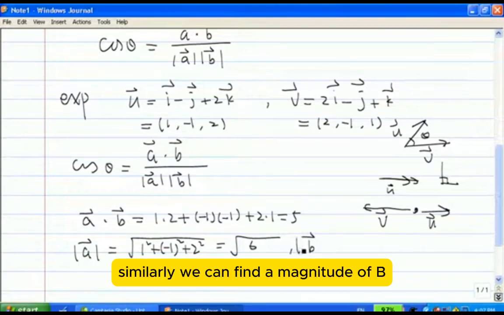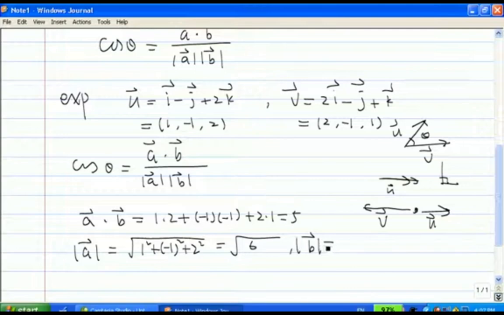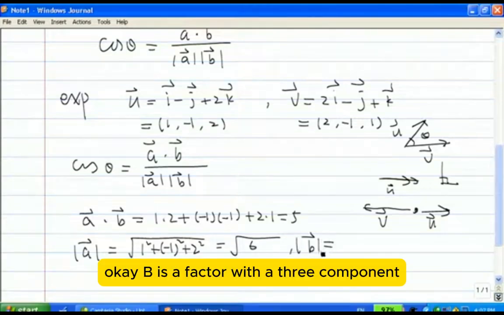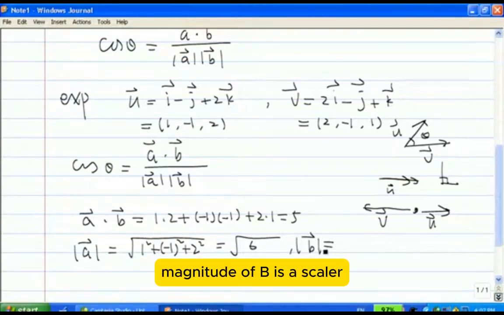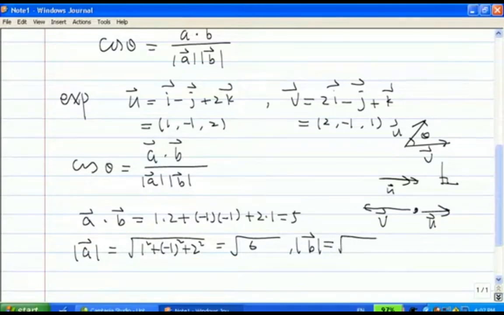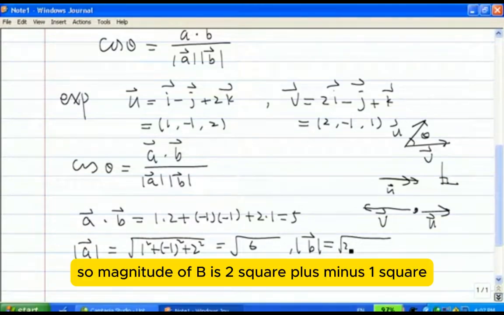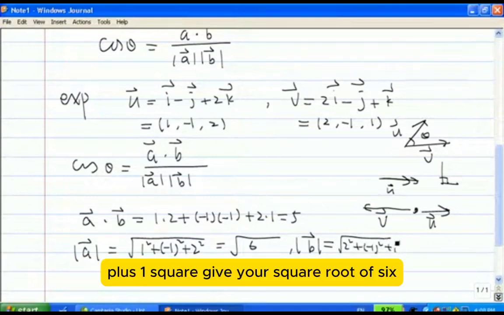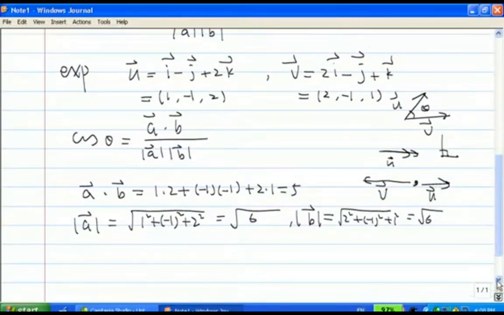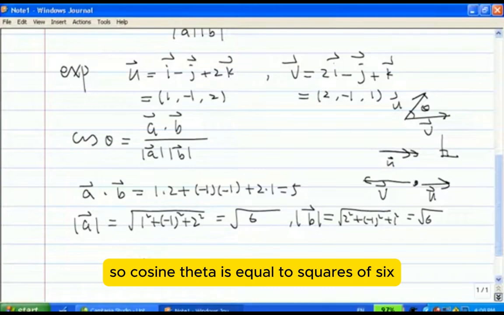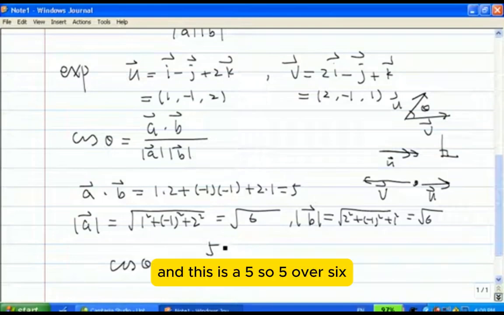Similarly, we can find the magnitude of B. B is a vector with three components. The magnitude of B is a scalar. So the magnitude of B is the square root of 2 square plus minus 1 square plus 1 square, which gives you the square root of 6. So cosine theta is equal to 5 over the square root of 6 times the square root of 6, so 5 over 6.